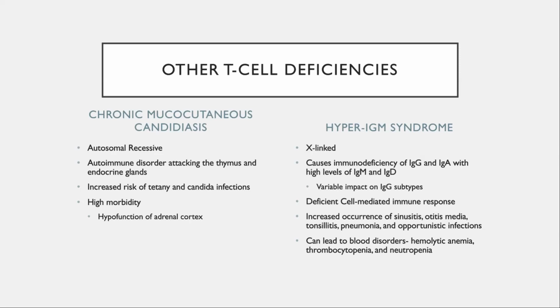Then we have hyper-IgM syndrome, which is an X-linked disorder, and it causes immunodeficiency of IgG and IgA. While our IgG and IgA are deficient, we are going to see much higher levels of IgM and IgD. This disorder has variable impact on IgG subtypes. Basically, what it does is it produces a deficient cell-mediated immune response.